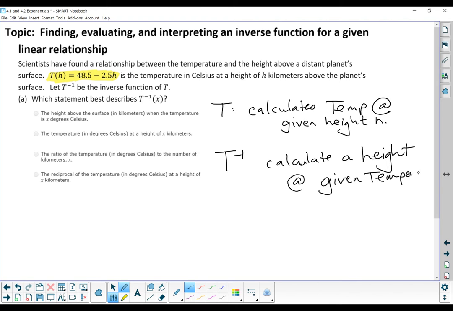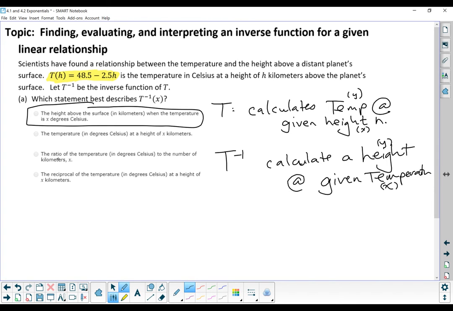They're switched. The x and the y switched. So in this one, we calculated the temperature, that was the y, using height x. So in this one, we calculate the height, which is our y value, given the temperature is our x value. So that would be this first statement. T inverse gives us the height above the surface when the temperature is x degrees Celsius.